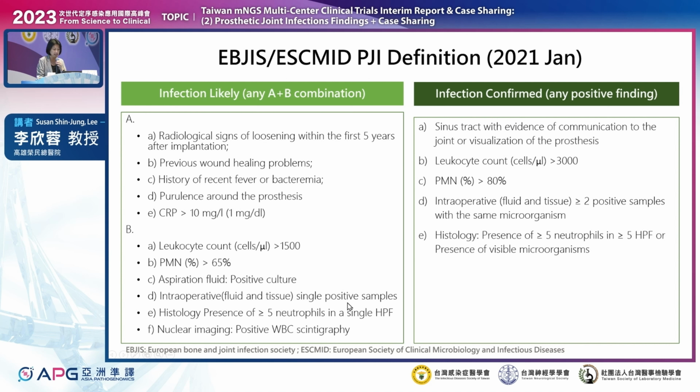positive cultures on an aspirated joint fluid, or at least 1 single positive sample of intraoperative cultures of either the joint fluid or the tissue, histological presence of greater than 5 neutrophils in a single high-power field view, or a nuclear imaging that shows a positive scan, WBC scintigraphy.